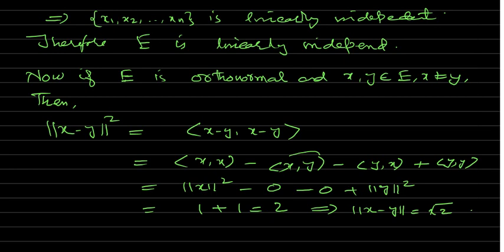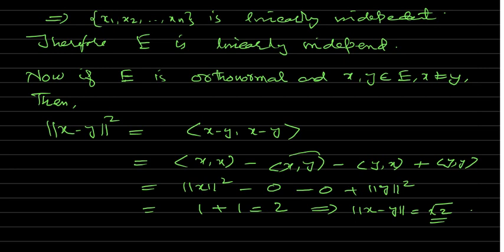So that means if we have an orthonormal set, then the distance between any two vectors of the orthonormal set is root 2. So in other words, it's like a discrete type set actually. Any two vectors are at a distance of root 2, exactly root 2 for any orthonormal set. So that means this set is not dense in itself. E is not dense.